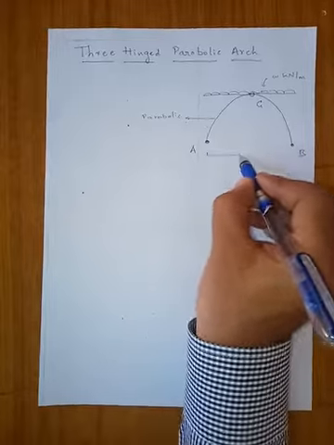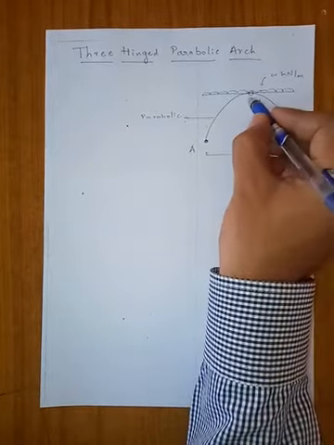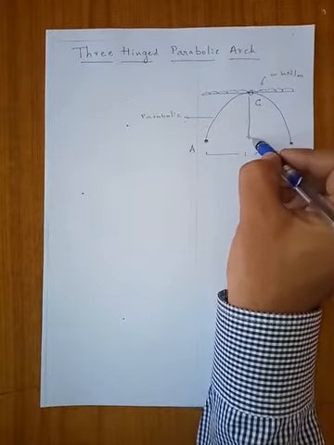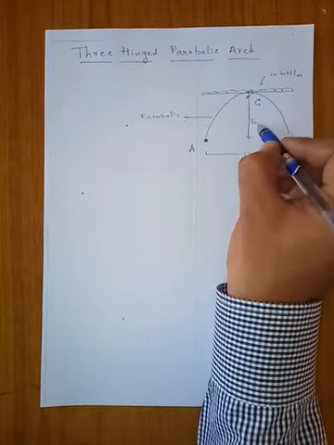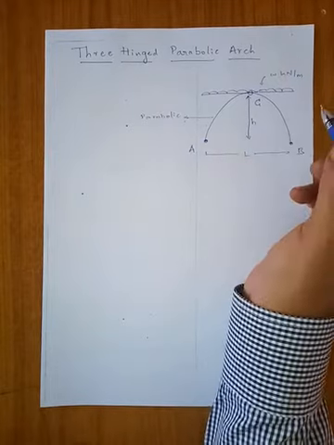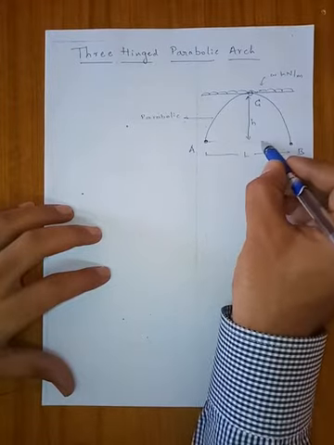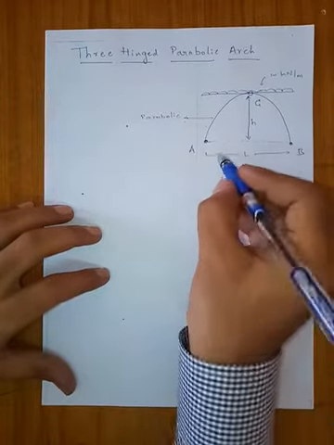Let the length or horizontal span be capital L and the height be small h, or some even write it as y suffix x. I'll take it as small h. Let both the supports be at the same height. Then what do we have?